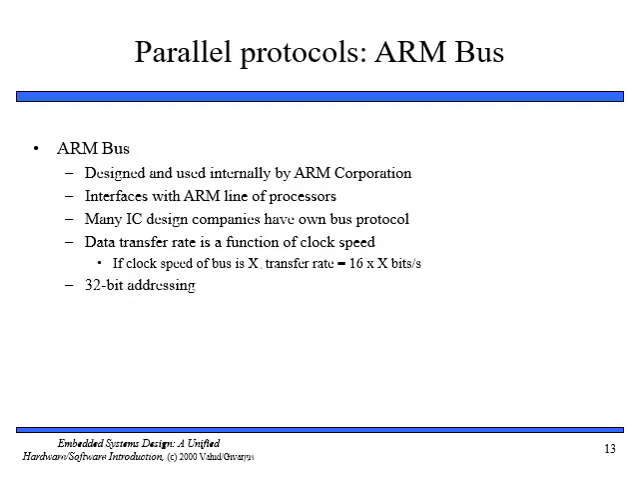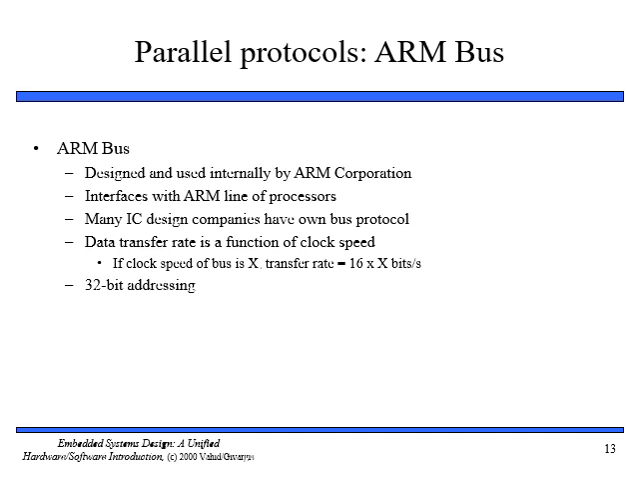Another type of parallel protocol is the ARM bus. ARM bus stands for Advanced RISC Machine bus, designed and used internally by ARM Corporation. It interfaces with the ARM line of processors. So this protocol only works with the ARM line of processors. Most IC design companies have their own bus protocol. For example, ARM bus is used for the ARM line of processors.